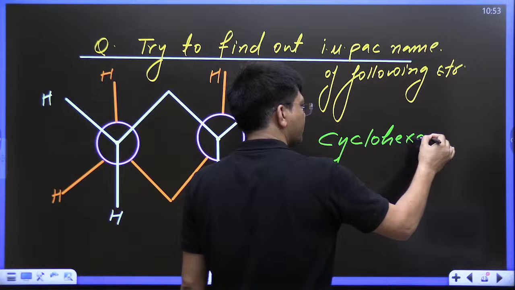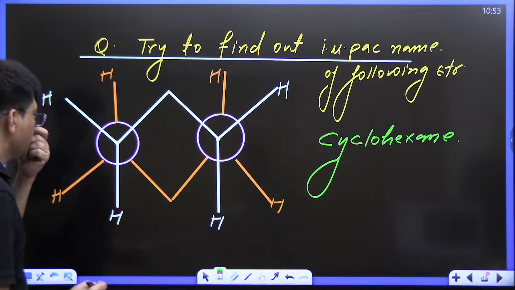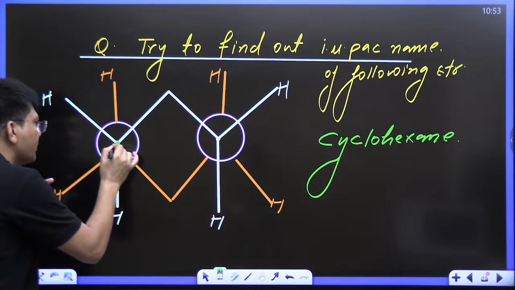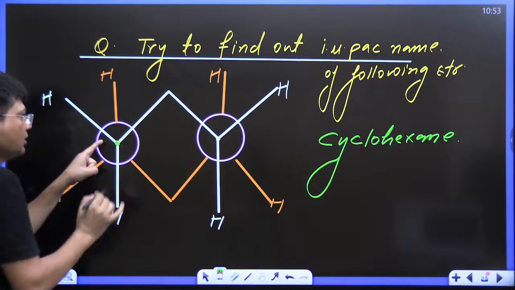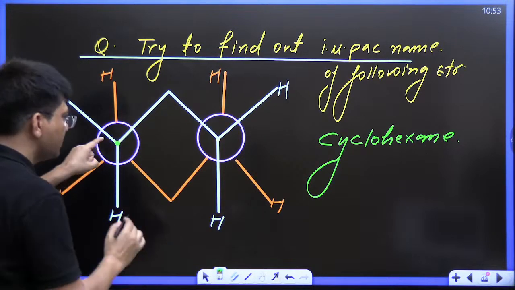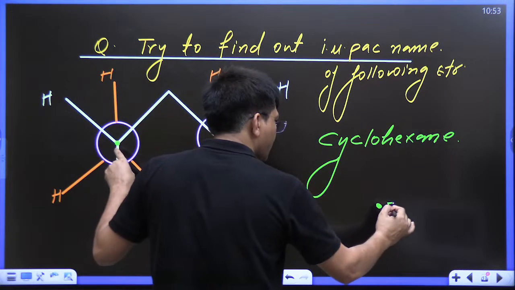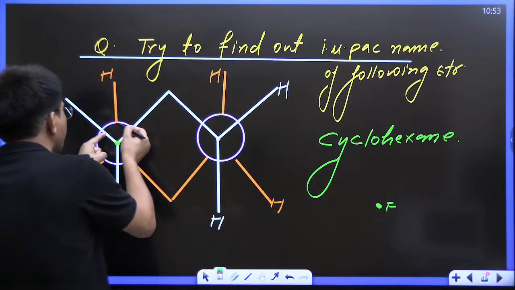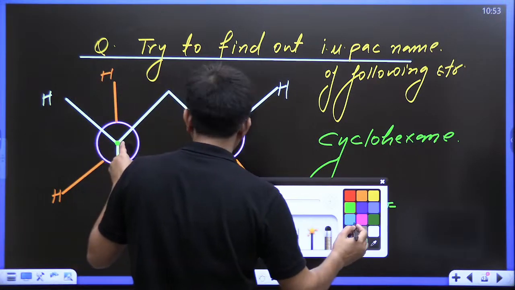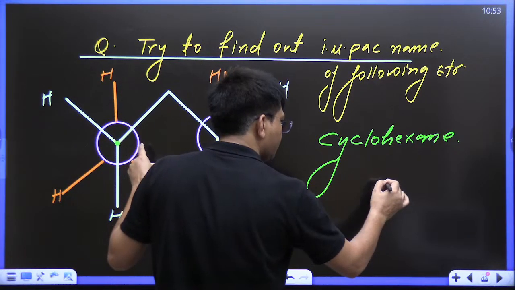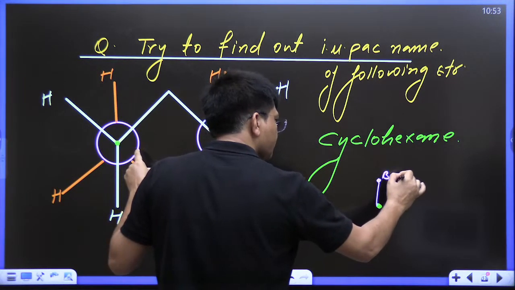Now try to understand, the rest of the students, how the answer is cyclohexane. Just see, this is your front carbon. Can you see the front carbon, kids? Now let me draw this front carbon over here. This front carbon is attached with the back carbon. Here must be some back carbon. The front carbon and back carbon are attached.